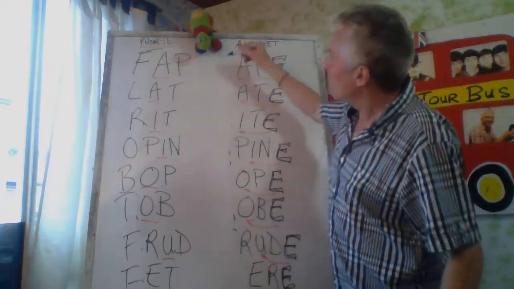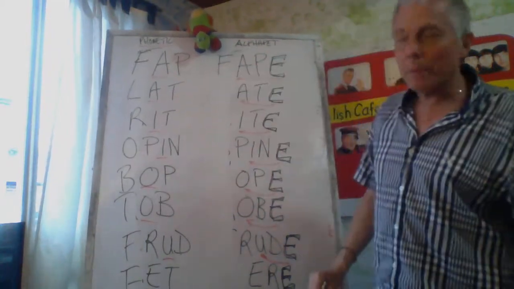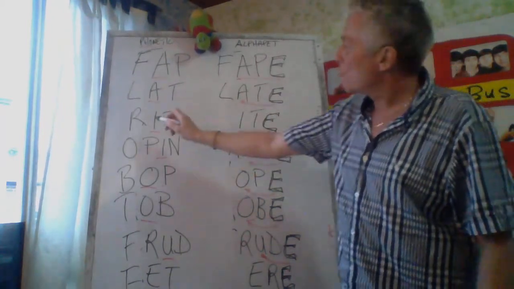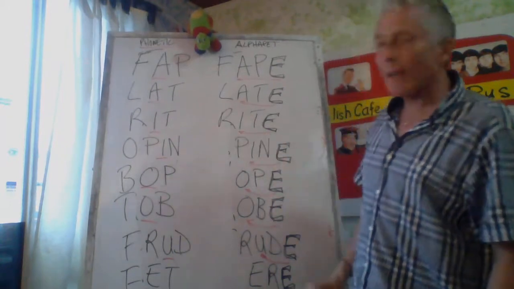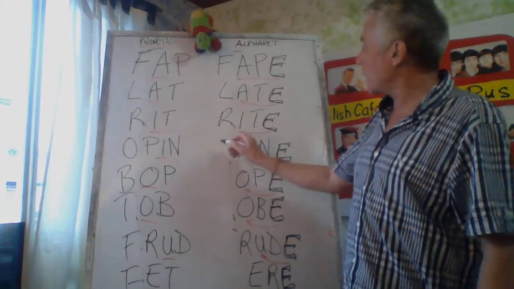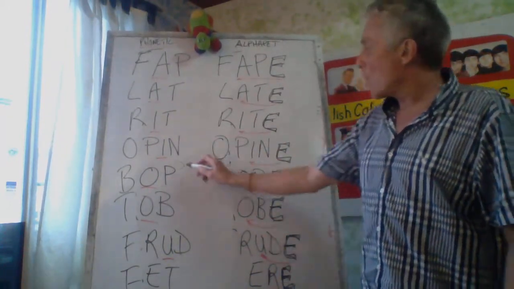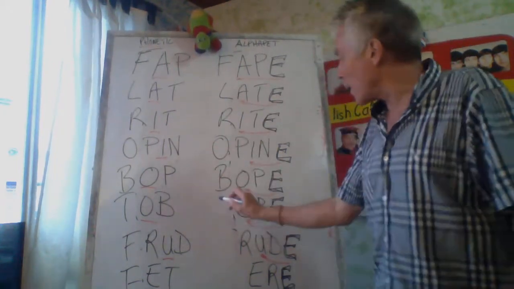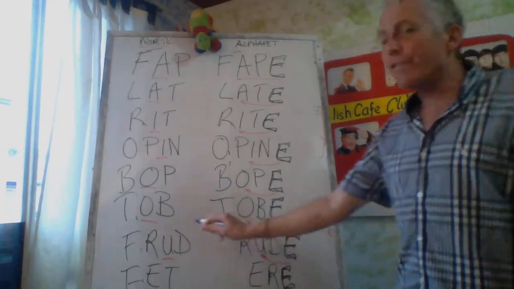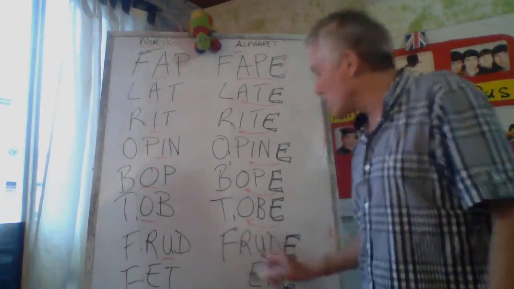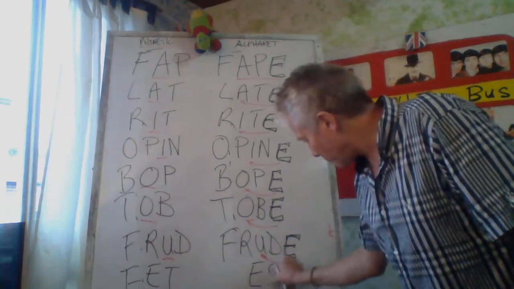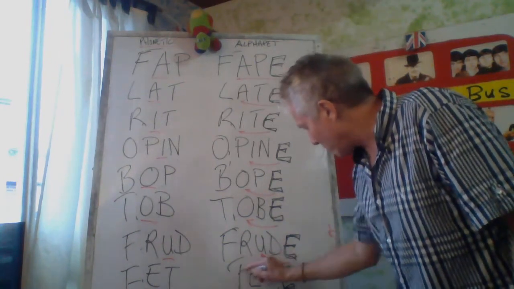So fap becomes fape. Lat becomes late. Writ becomes right. Opin becomes opine. Bop becomes bope. Tob becomes tobe. Frud becomes frood. And fet becomes feet.